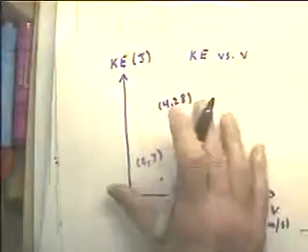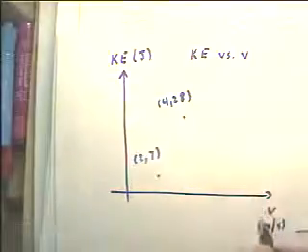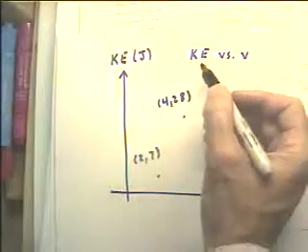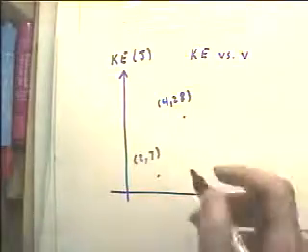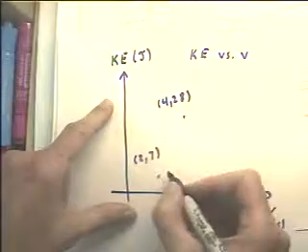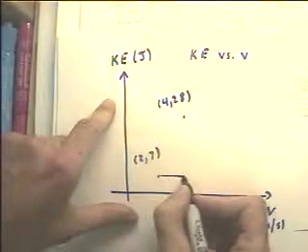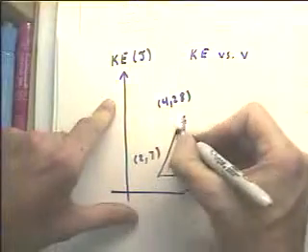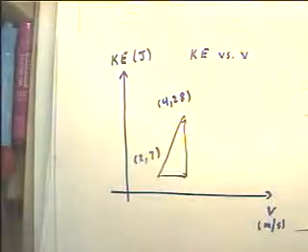Here we have a graph of kinetic energy in joules versus velocity in meters per second. Now we know there's a clear connection between kinetic energy and velocity, but let's look at what the slope of this graph means. Well, we'll interpret the run and the rise and the slope between two graph points.